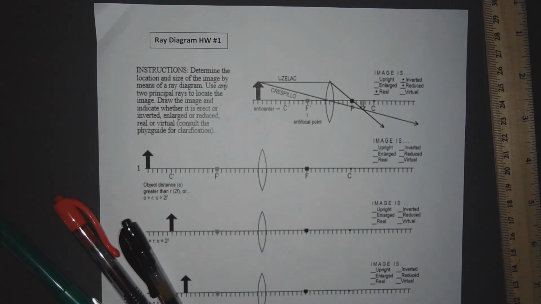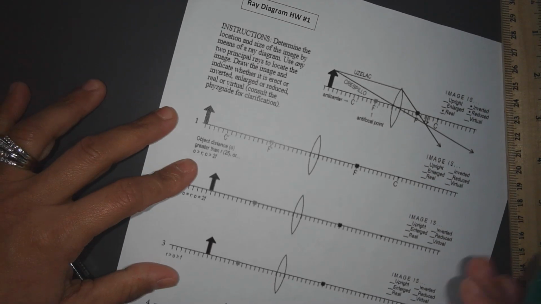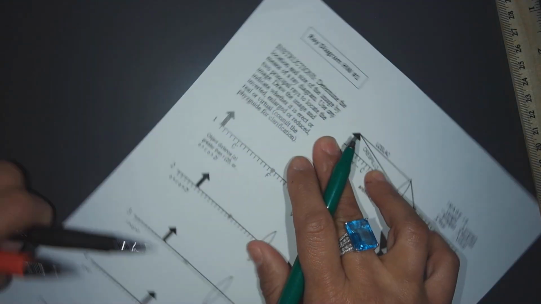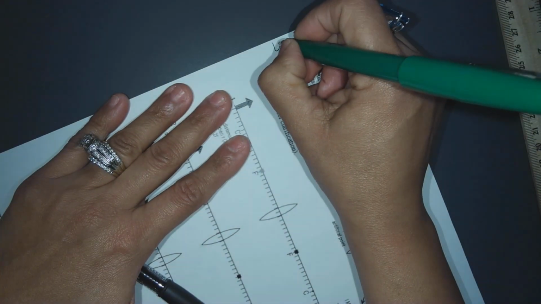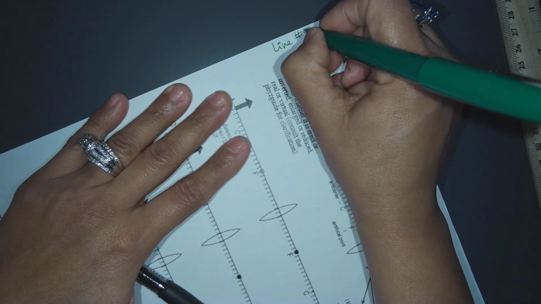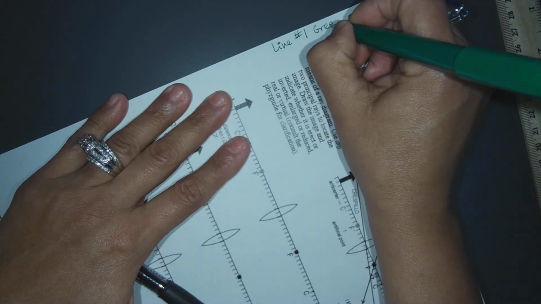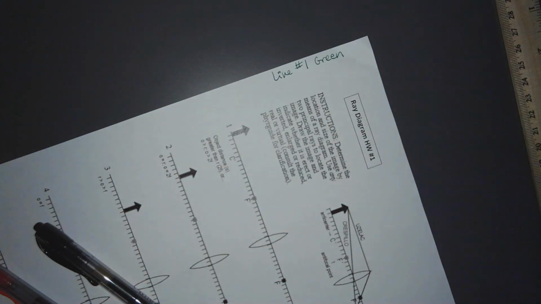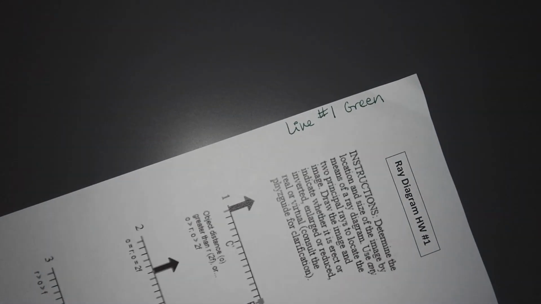Now, what we're going to do is on line number 1, we are going to go ahead and draw out. Line number 1 is going to be for us, let's do it in green. So let's call line number 1 green. Line number 1 is going to be green. When you turn this in, line number 1 better be green.